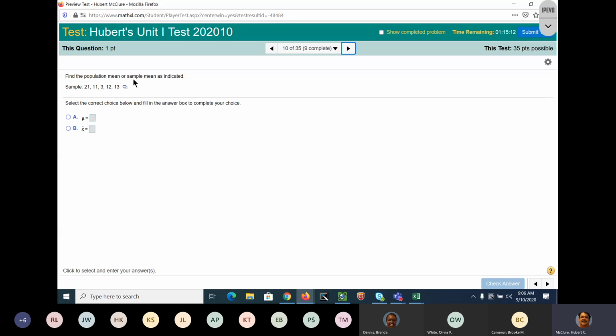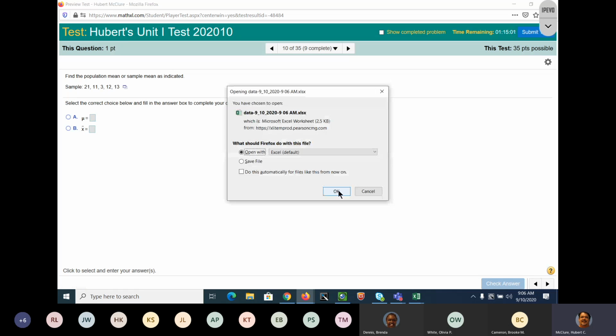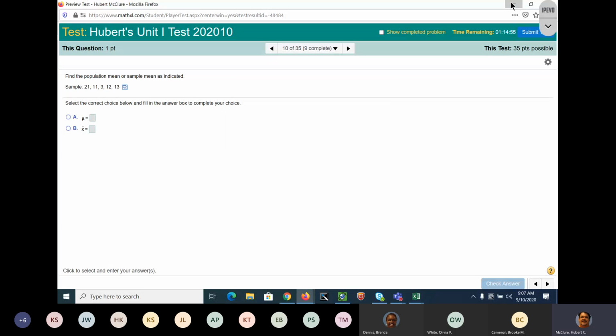Find the population mean or sample mean. I'm going to do this one. Okay, I thought it would let you go to StatCrunch, but it lets you go to Excel, so it doesn't matter. If you wanted to go to the, we'll go to the, hold on a second.